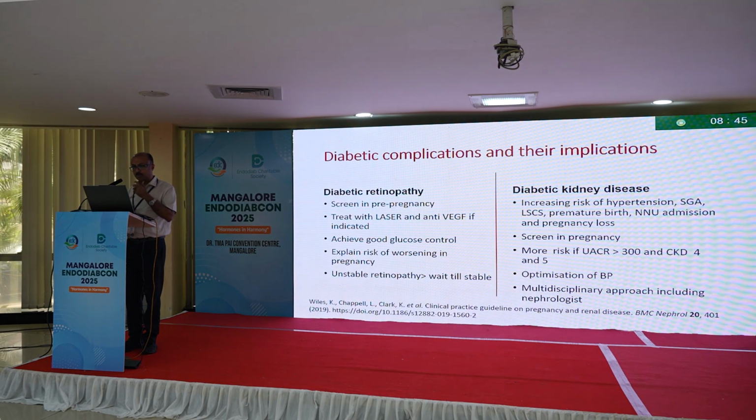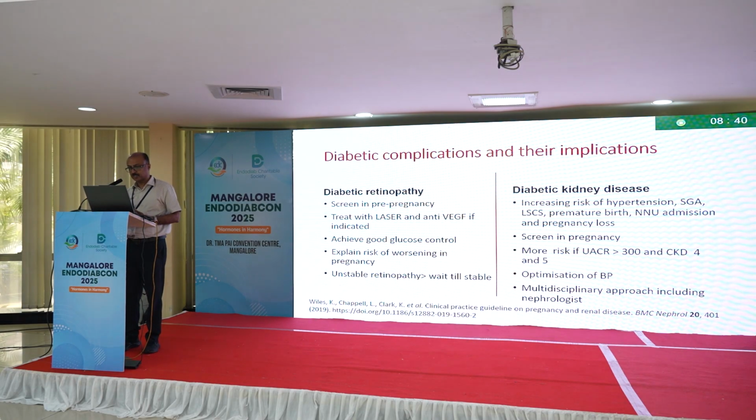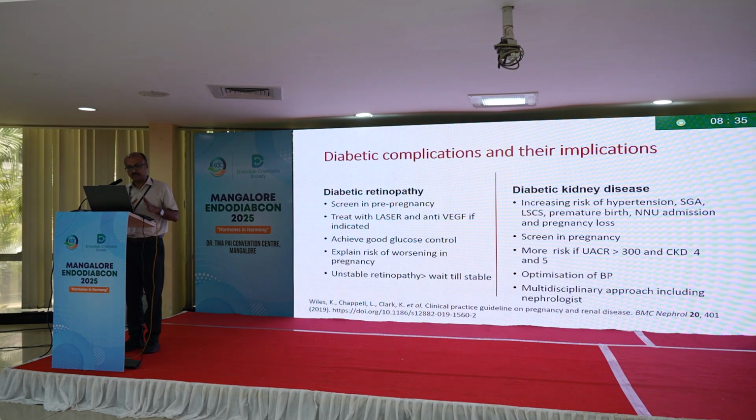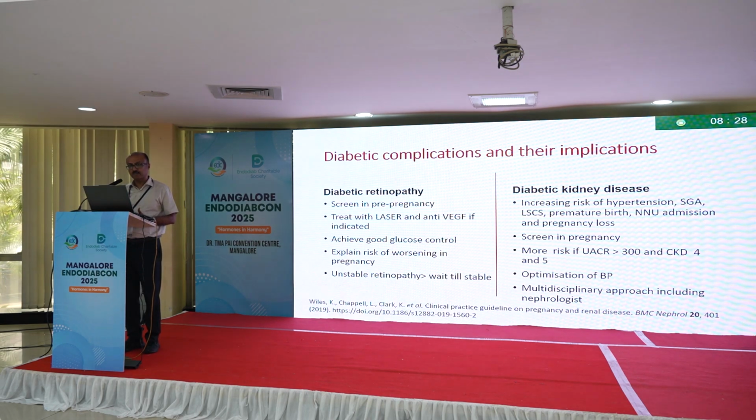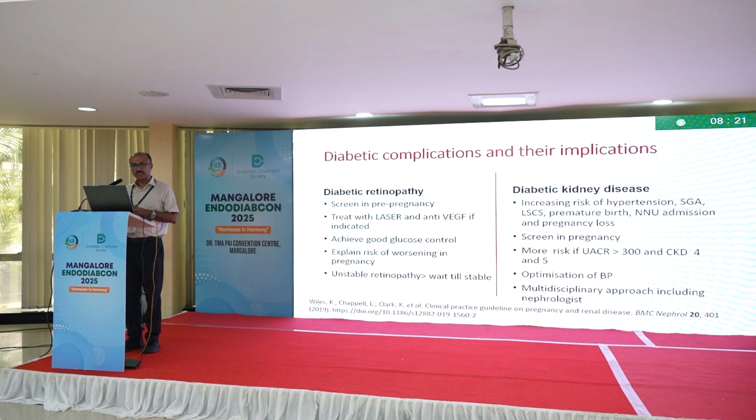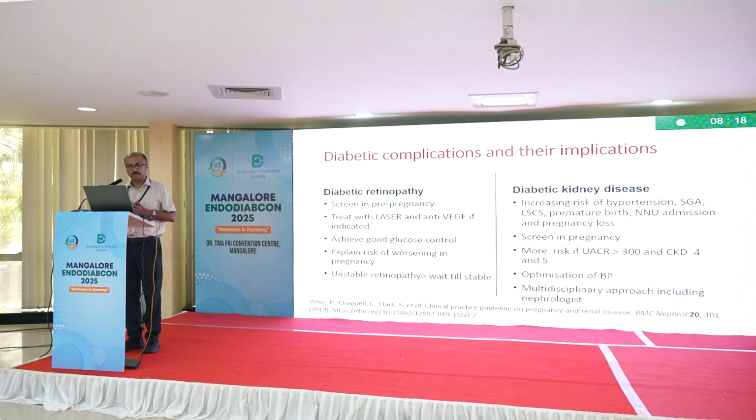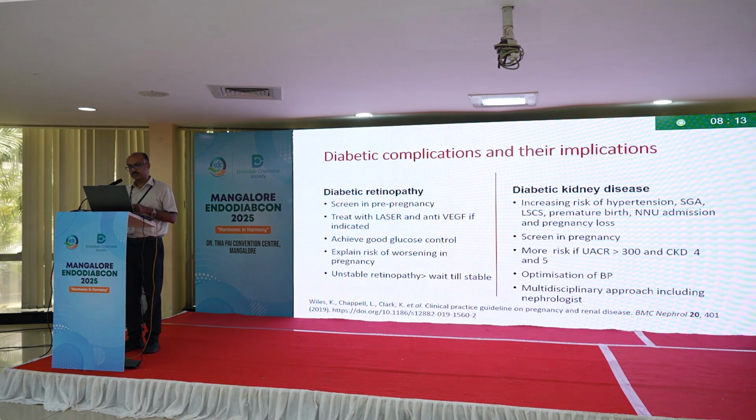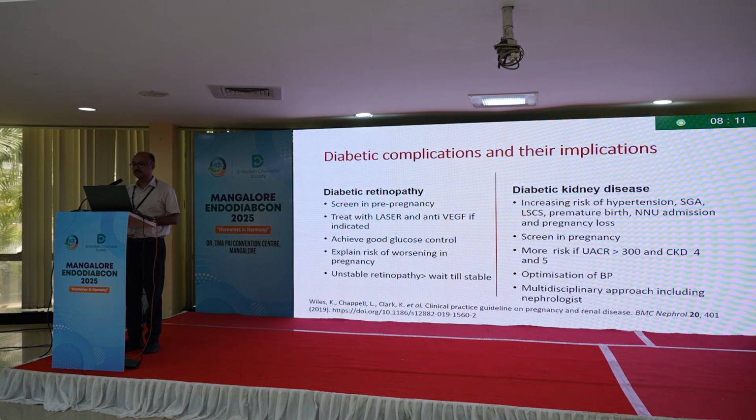Now, what happens to diabetes complications and what are their implications? Always, especially in type 1 diabetes, if the patient has been on a long duration of type 1 diabetes and even type 2 diabetes, screen for retinopathy in pre-pregnancy, treat with laser and anti-VEGF if it is indicated, wait till the patient achieves good control, wait till the eye is totally stable before planning pregnancy, and explain always, even if the eye is stable, that there can be a risk of worsening in pregnancy and you should be screening in every trimester or, depending on the risk, more frequently.